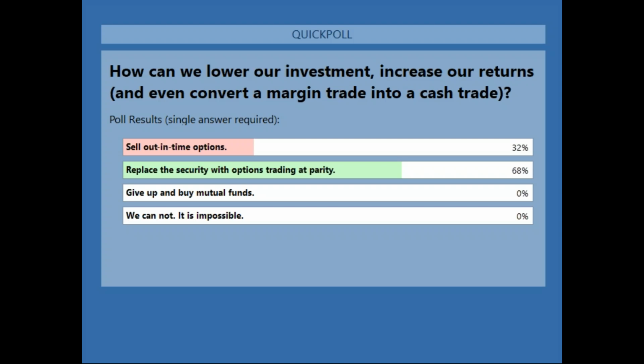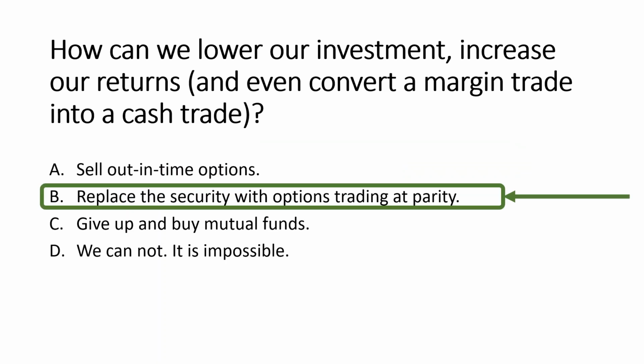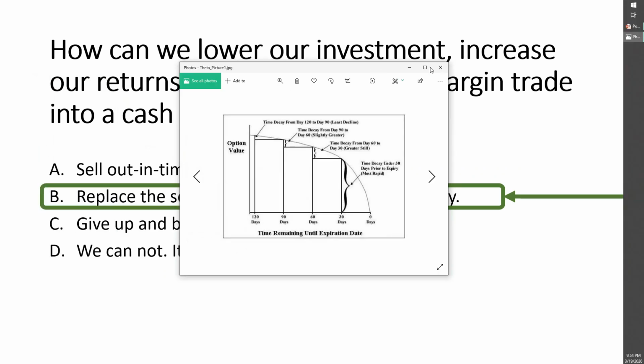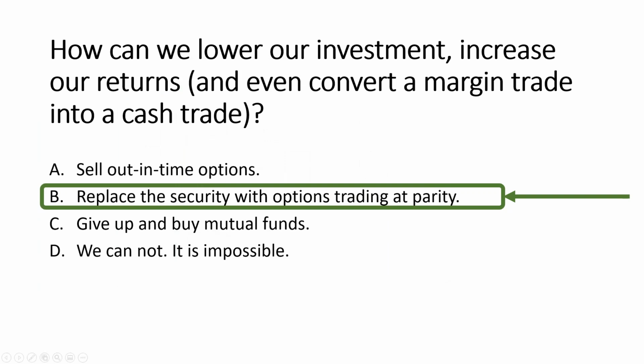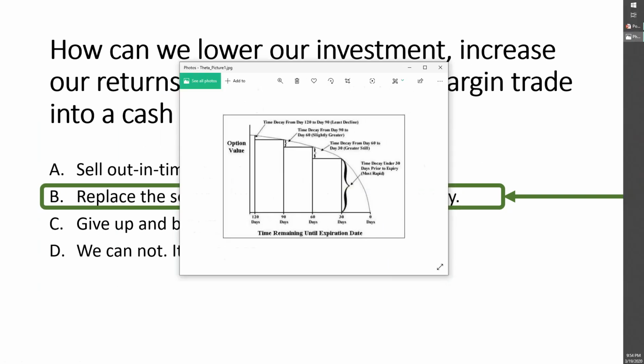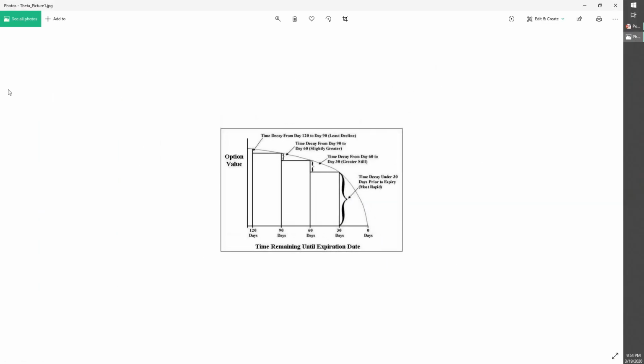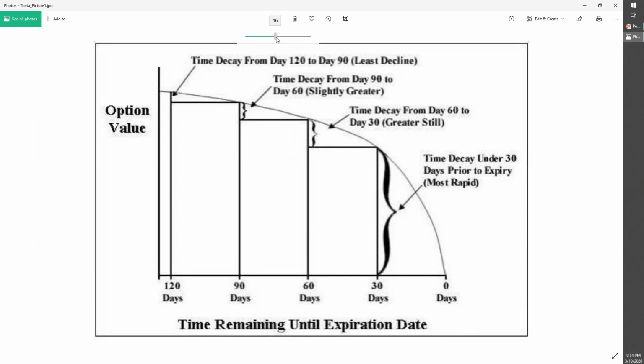Selling out in time options is not so useful. In fact, I'm going to deviate from my presentation for a second. I'm going to pull up a teaching aid that I use for my actual subscribers. And what you can see here is called the option time curve. And it's a very reliable pattern.